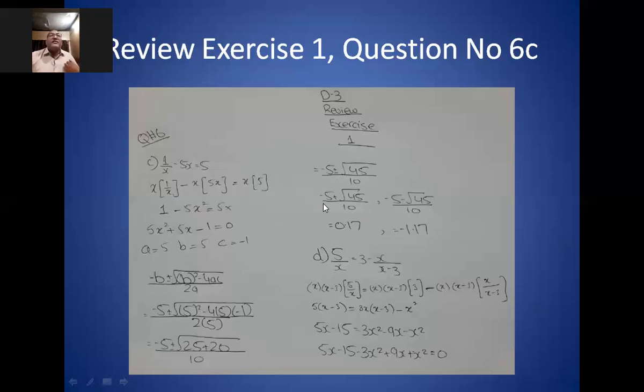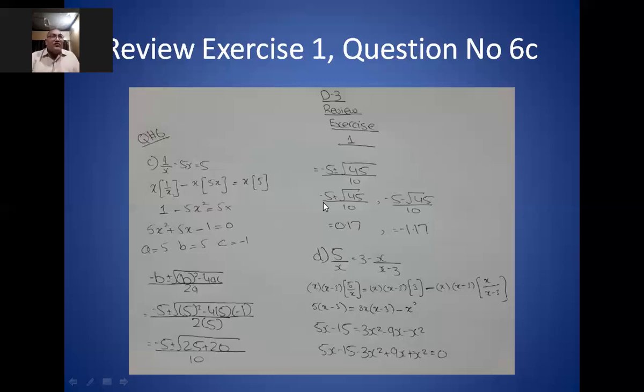In one situation, in your calculator, you will enter minus 5 plus under root 45 divided by 10. Sorry, minus 5 plus under root 45 equals to, divided by 10 equals to, and that will give you 0.17. The second situation will be in your calculator, you will write minus 5 minus under root 45 equals to, divided by 10 equals to, and that will give you minus 1.17.